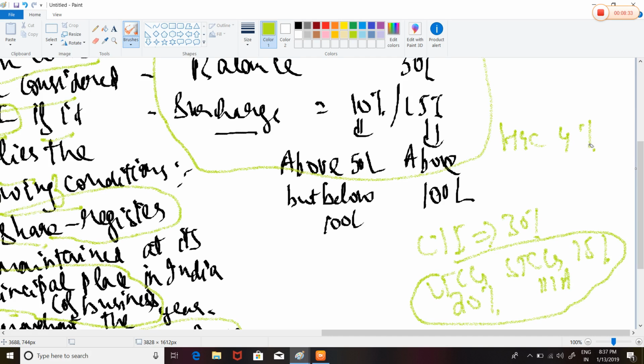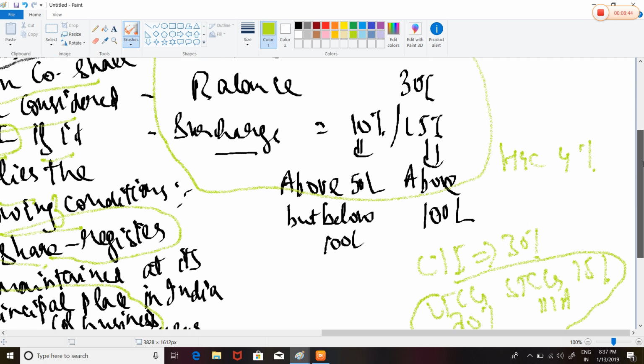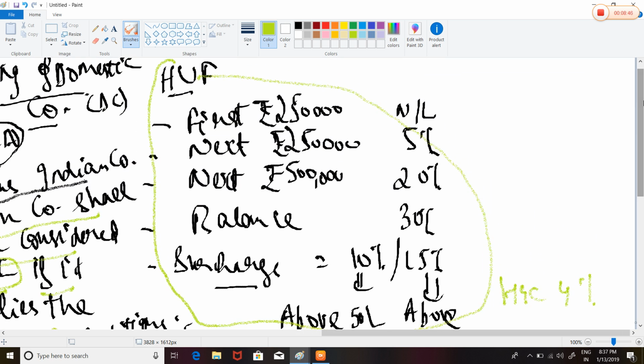Rebate is not applicable. Why? Because it is applicable only to a resident individual, not a HUF. Next point: the age of the Karta in a HUF shall be ignored, even if he is 85 years of age. This quantum of taxability of income shall still be applied.